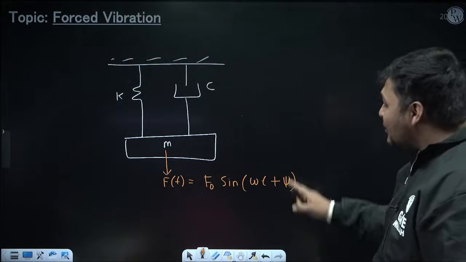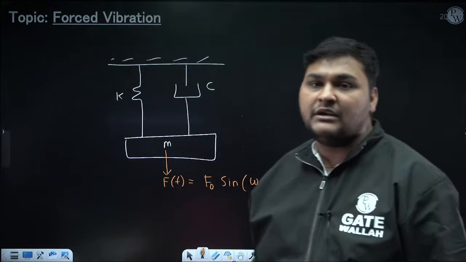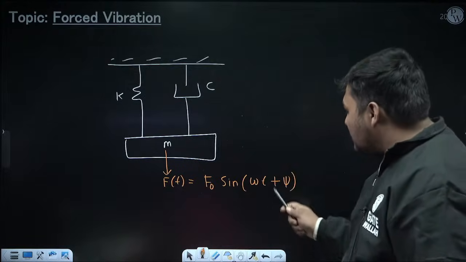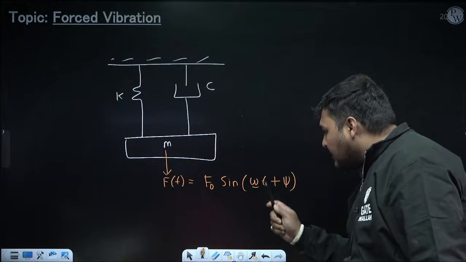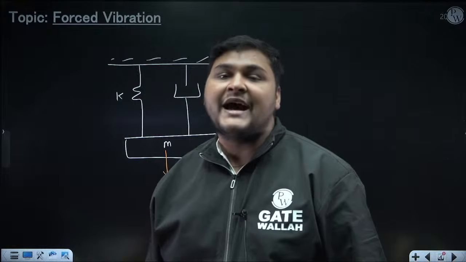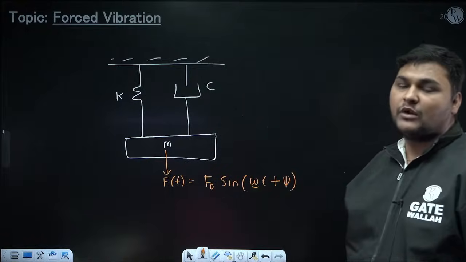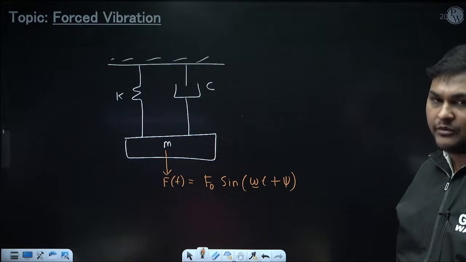What is the frequency of this force? Because it is a harmonic force, it will also have some frequency. The frequency of this force means the coefficient of time inside the sine, which is omega. So can I say the frequency of this force is omega radian per second? That is nothing but the forcing frequency. Omega radian per second is the forcing frequency.